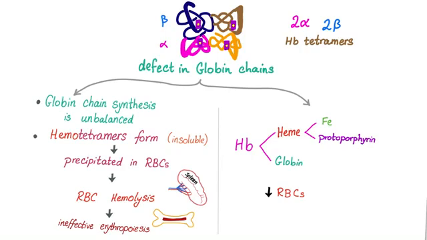So, normal adult hemoglobin has 2 alpha subunits and 2 beta subunits. They are called hemoglobin tetramers. Okay, 2 alpha and 2 beta. That's fine. So, thalassemia is defective globin chains. That's thalassemia in general, alpha thal or beta thal. So, 2 things will happen.